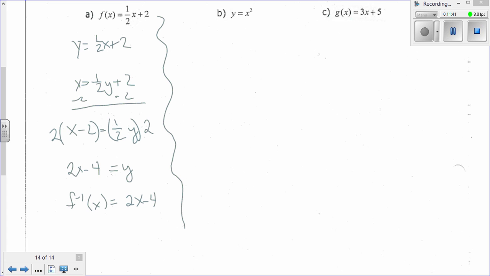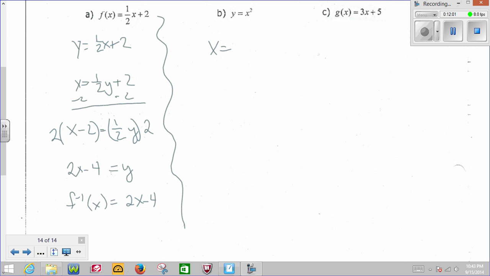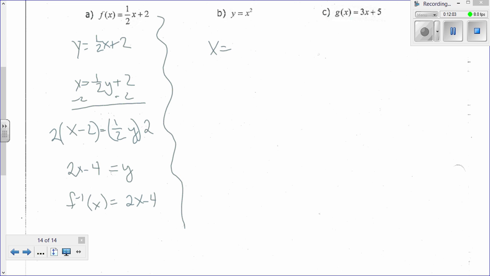For letter B, y equals x squared. Well, switch x and y because I don't need to rename it. Oh, sorry, it was just y squared. My bad. Hang on. Let me try that again. It's x equals y squared.